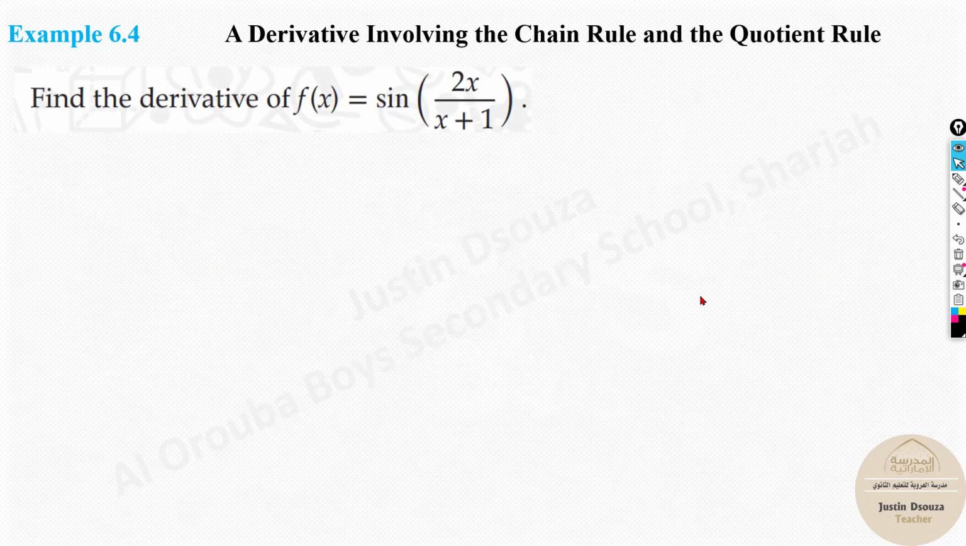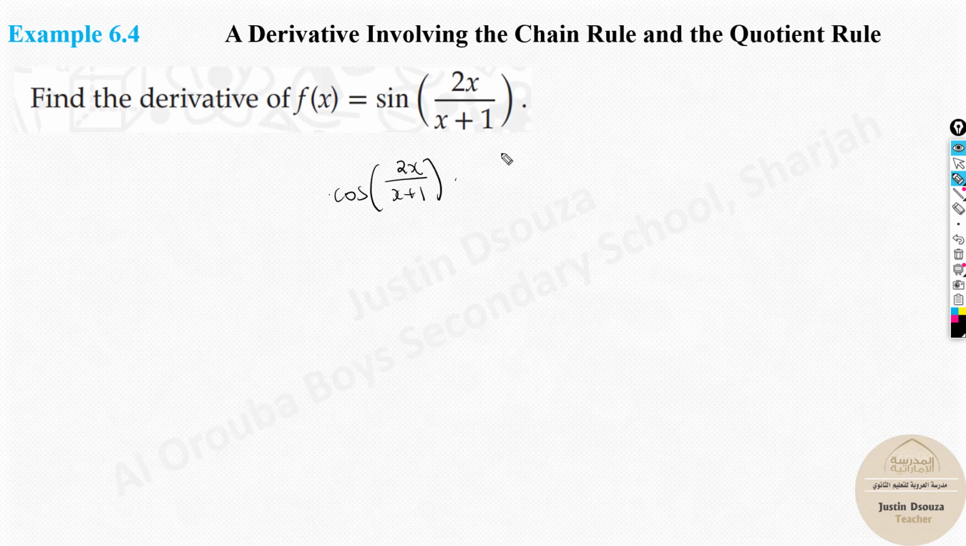Very straightforward ones. Now we find the derivative of this problem. Here, while looking at it, I can see there is x in the top, x in the bottom, so there is quotient rule. But sine is outer. So which is the outer function? Outer function is here sine. So I'll write cos. What is the inner function? 2x by x plus 1 as it is.